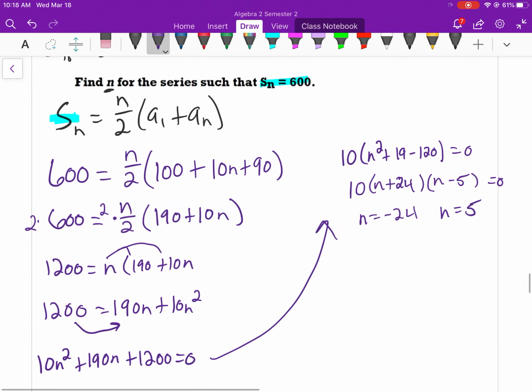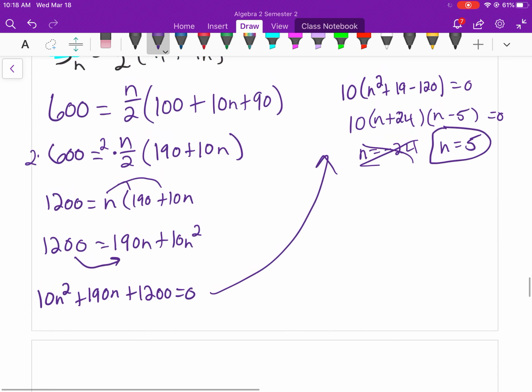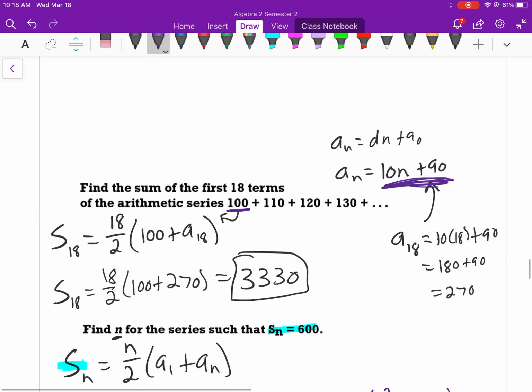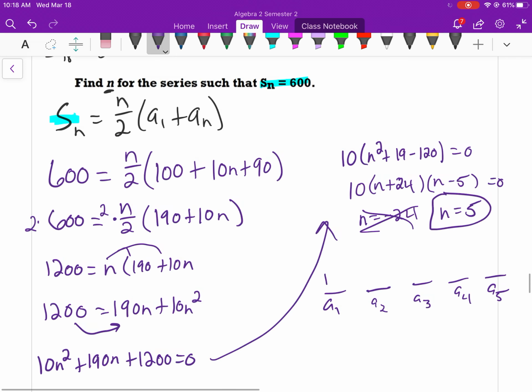Now, thinking about this, find n for the series such that S sub n is equal to 600. If in a sequence you don't have a sub negative 1, a sub negative 2, so having a negative answer on a question like this does not make sense, but having an answer like this does. N equals 5. What that is saying is through the first 5 terms, so a1, a2, a3, a4, a5, which we were given 4 of them, and finding the 5th one is pretty easy.